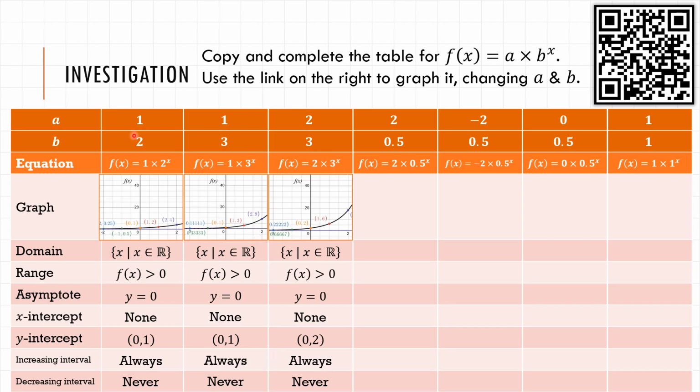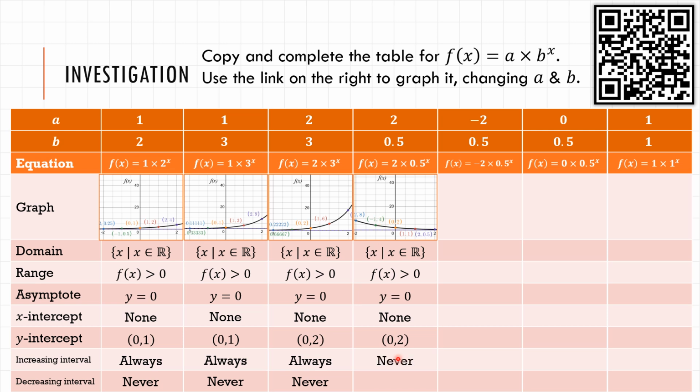Well, what if we stop increasing the growth factor? What if we decrease it instead to 0.5? Well, now that has created quite a different graph. There's still a lot of similarities, for example, the domain, the range, the asymptote. There's still no x-intercept. The y-intercept actually is still the same as it was before, 0, 2. And now, though, instead of always increasing, it's never increasing, and it's always decreasing. The function is always going down.